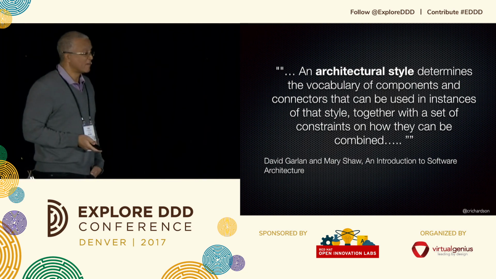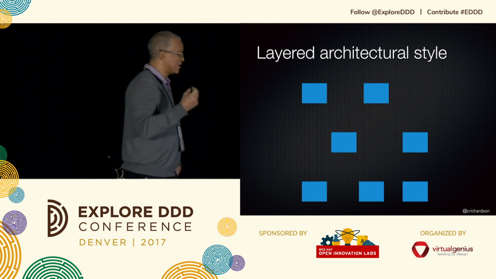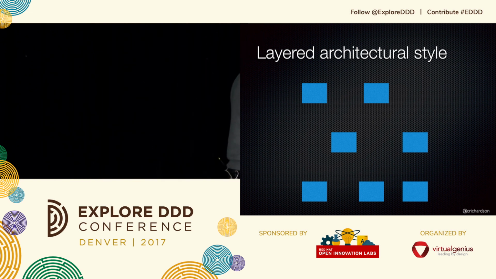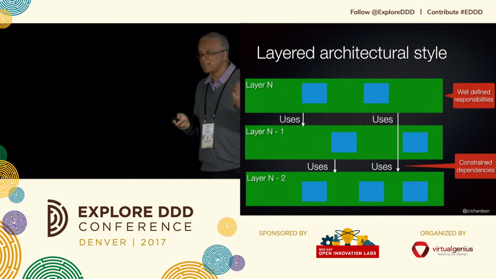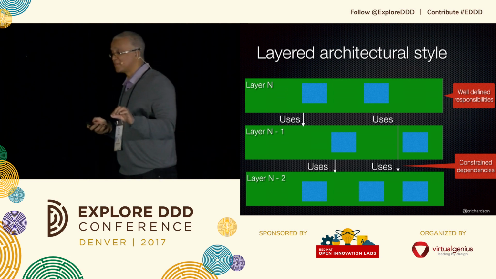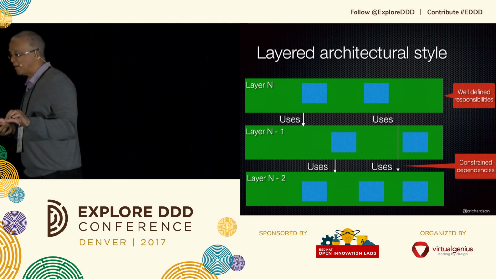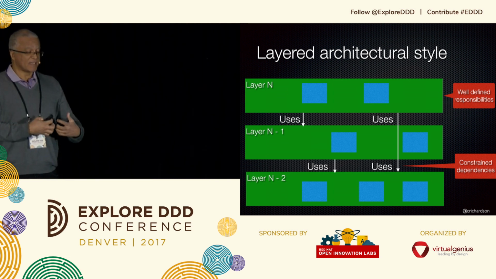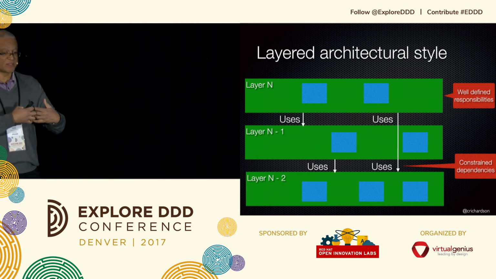So it's a constraint on the pieces that you can put together to define an architecture. A great example of that is a layered architectural style, which takes the components of your application and organizes them into layers where each layer has very well-defined responsibilities, and then actually constrains the dependencies between those layers.